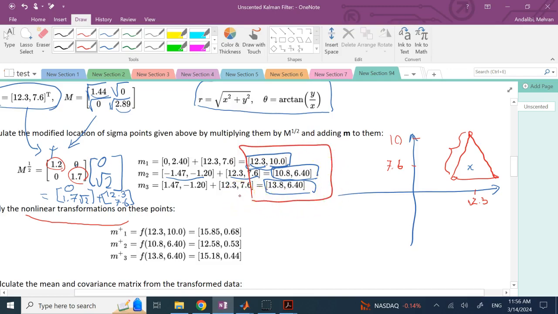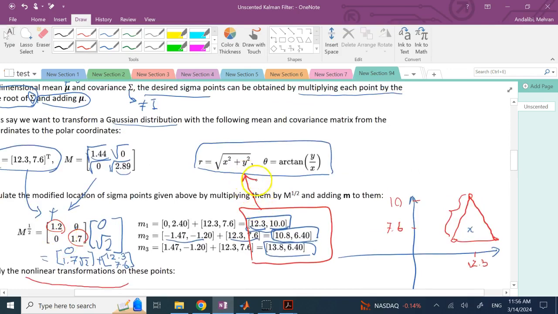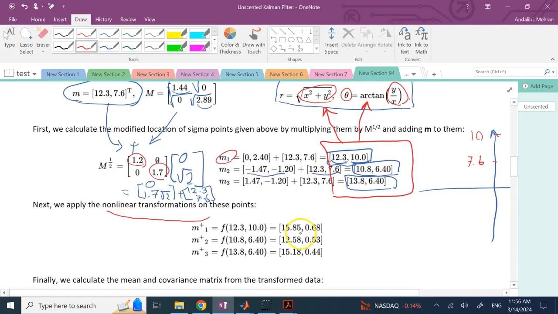Now what do I do with these sigma points? I pass them to these functions for r and theta. So first I plug 12.3 and 10 into here. That gives me one number. Then I plug 12.3 and 10 into here. That gives me another number, r and theta. If you do that for the first sigma point, the result is going to be 15.85 and 0.68. For the second sigma point, this is the projected sigma. And for the third one, you see that the result is this bottom one, 15.18 and 0.44.